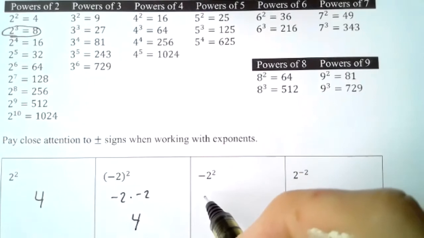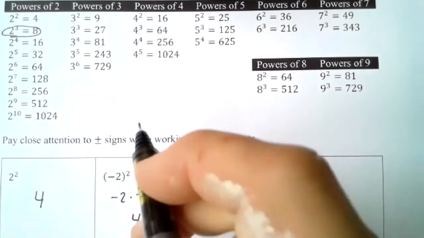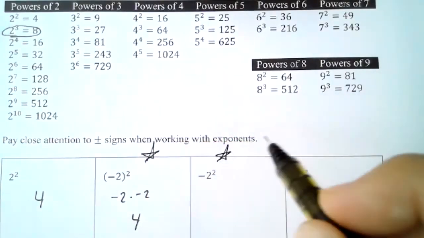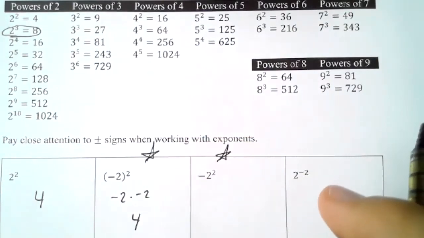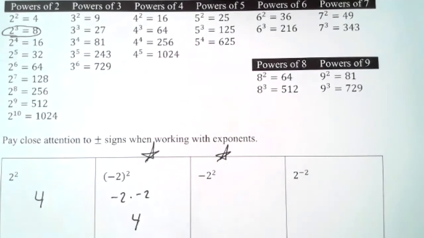In this case right here, this is the one, I'm going to put a star here and here because this is where everybody makes a mistake. Everybody makes this mistake. Okay, you have a parentheses around this -2.